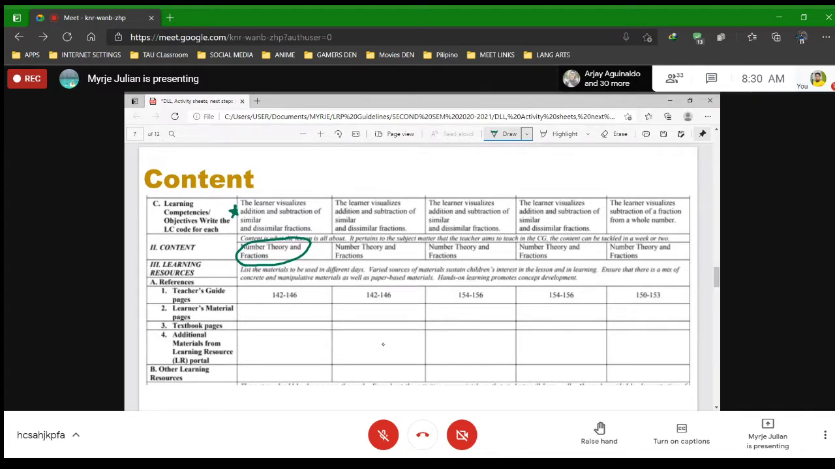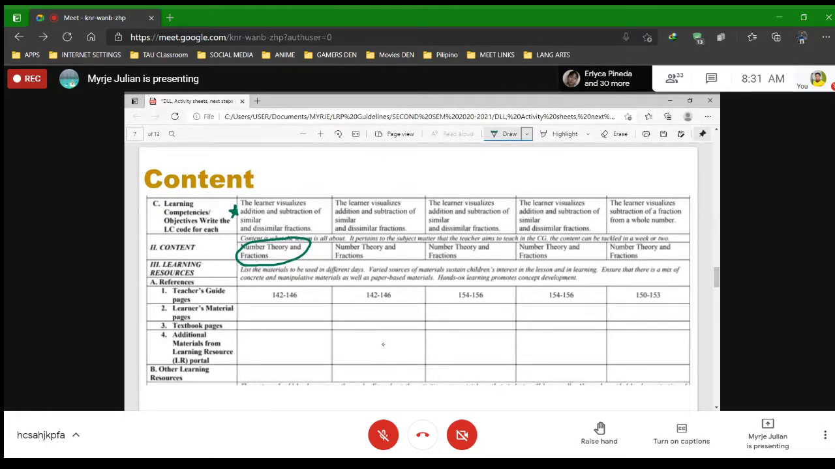We have addition, subtraction, similar fractions. Kaya naman pala sinabing number theory at saka fraction. When we say number theory kasi, yung simple definition ng number theory, but based on my understanding, when we say number theory, we are pertaining to the basic properties of numbers, as well as the 4 basic operations.